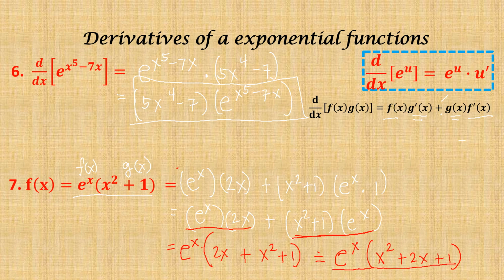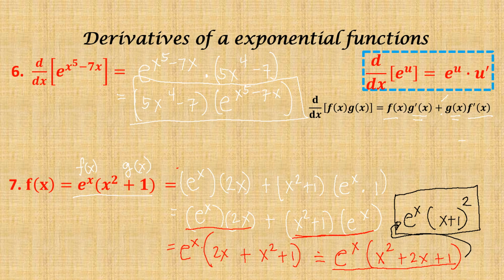Okay, this could be our final answer, but if you recall your previous knowledge, this could still be simplified. You know that x squared plus 2x plus 1 is a perfect square trinomial in which its factors are x plus 1 times x plus 1. So therefore, we can write it in this way. So this is our final derivative in number 7. Okay, so that will be if our base is e, if it is an exponential function.